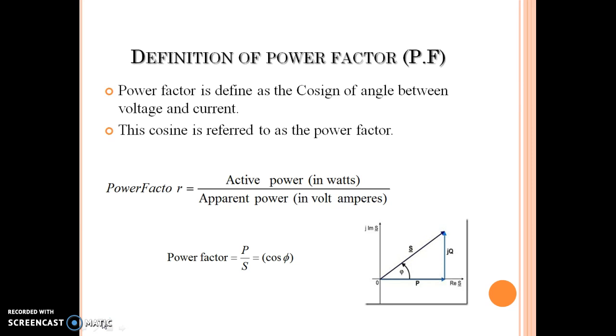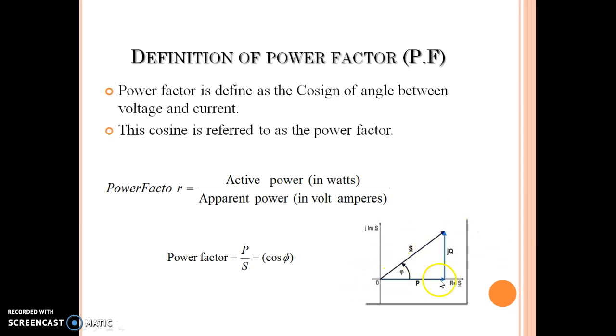Now, definition of power factor. In short, PF. Power factor is defined as the cosine of the angle between voltage and current. This cosine is referred to as power factor. Power factor is equal to active power upon apparent power. Active power is in watts and apparent power is in volt-amperes.